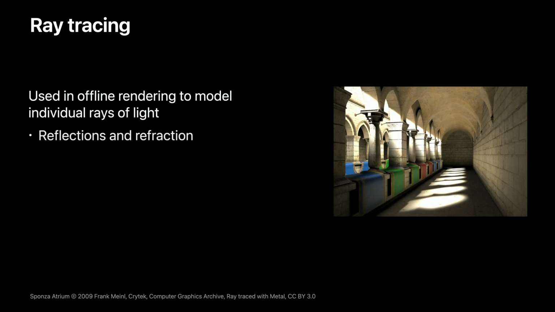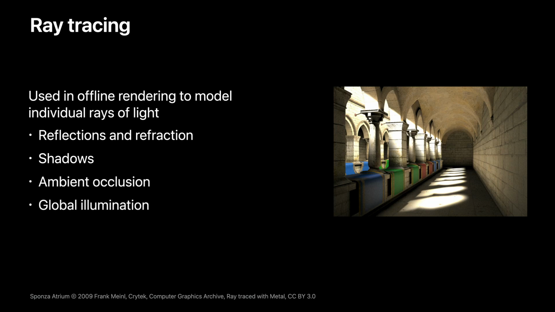In rendering applications, ray tracing is used to model individual rays of light, which allows us to simulate effects such as reflections, soft shadows, and indirect lighting. That is just a general definition of ray tracing. Let's talk about Metal's approach to it.